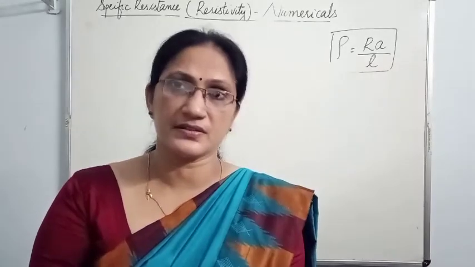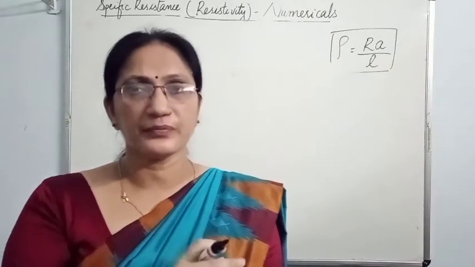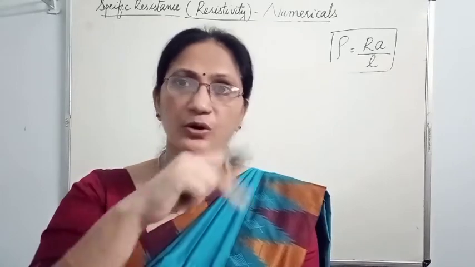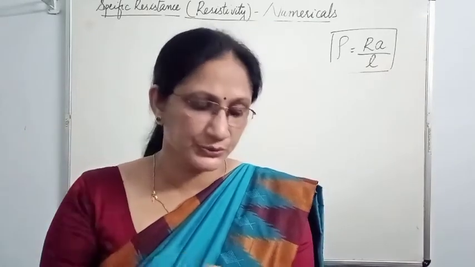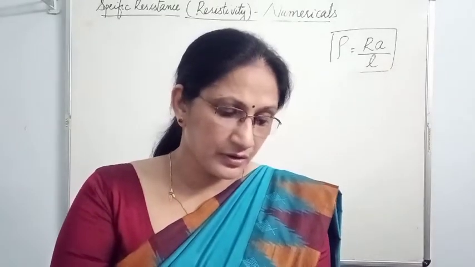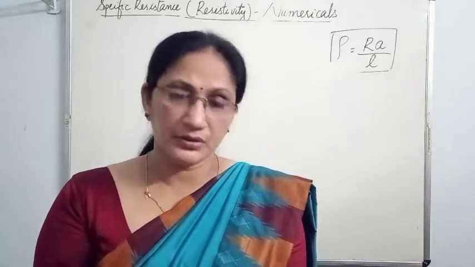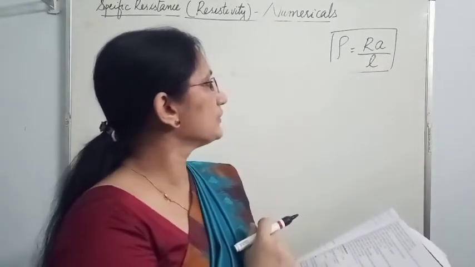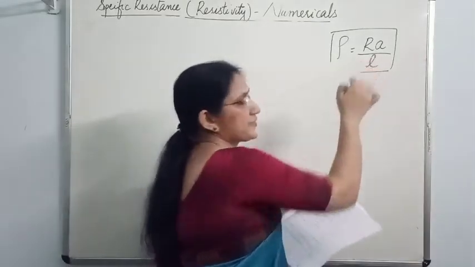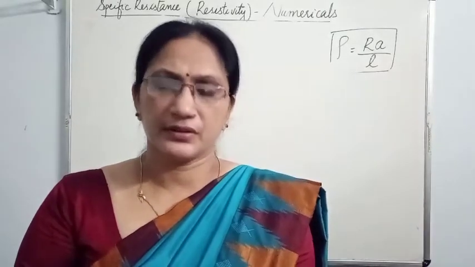3 into 10 to the power minus 3 meter, that is radius. So A will be pi, pi is 3.14 into R square, 3 into 10 to the power minus 3 all square. Don't forget to put all square. That is A, and length of the wire is already given, 0.314 meter. Then do the solution. Do the problem by using this formula rho is equal to RA by L. You can try by yourself.